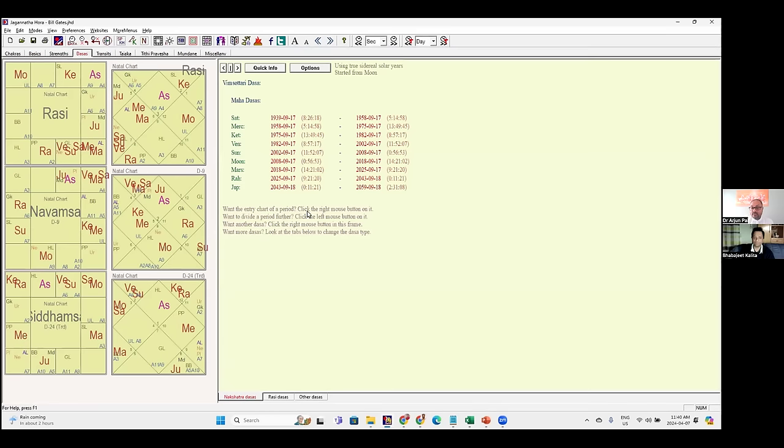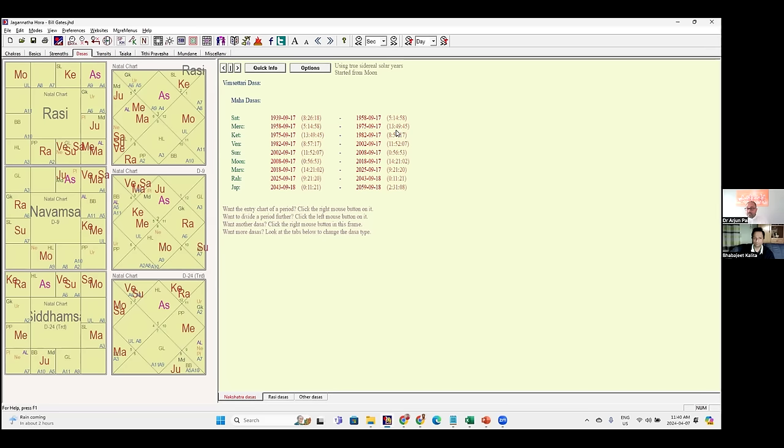Let us see what Dasha was running. Now, we are doing a postmortem. Later on, you can use the same technique to see how it is activating. I'll show it on multiple charts. Not only marriage, I'll show career. We will see many other things from this chart.